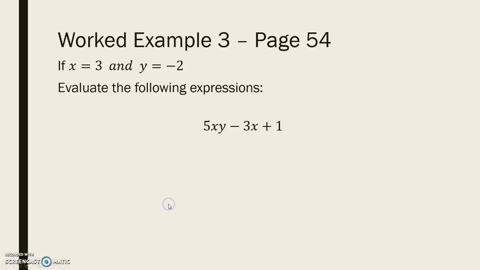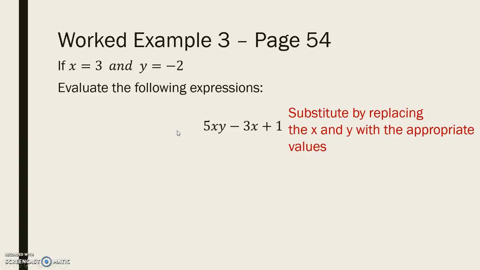Let's look at another example using the same variables. This time we've got a more complex expression where we're multiplying 5 by x by y. So the same first step, we substitute x and y. Wherever we see an x, we replace it with a 3, here and here. And then we replace the y with negative 2. As I said before, place them in brackets. So that's 5 times 3 times negative 2 is negative 30.